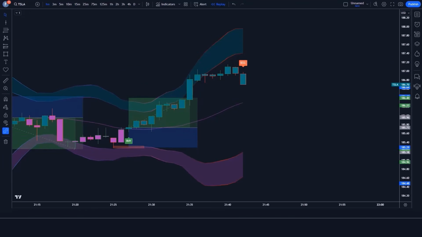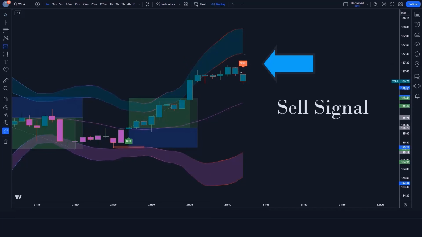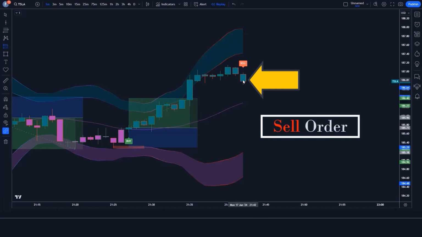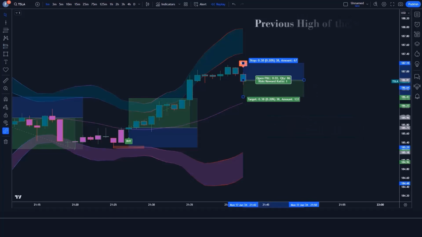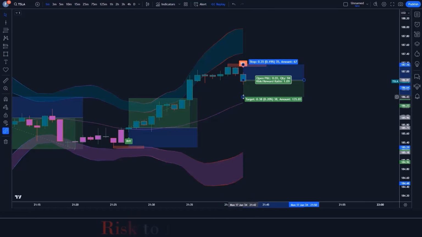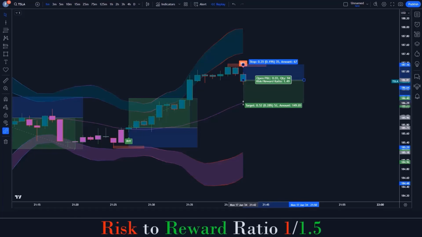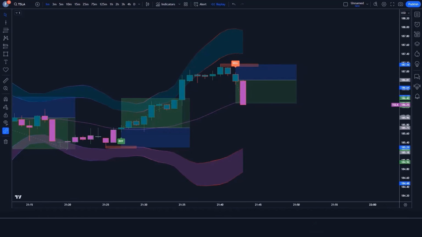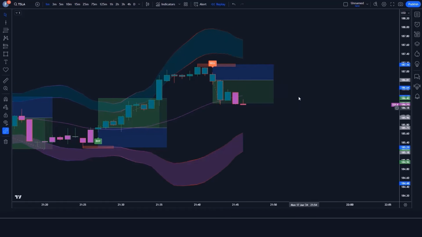We have got the signal. When the Community Algo Indicator gives us a sell signal, here the market has made a bearish candle to give confirmation. So all our conditions are being fulfilled, so we are placing an order to sell. Our stop loss is to be placed at the previous high of the market, and the risk to reward ratio will be 1:1.5. Let's see what happens to our trade. We have won the trade. Let's find the next trade.